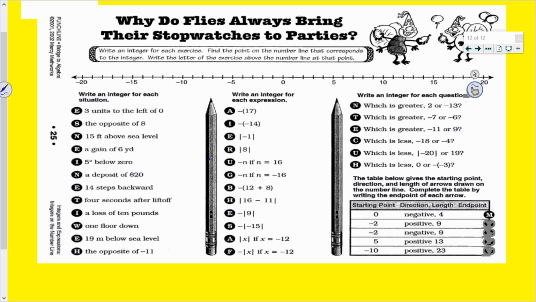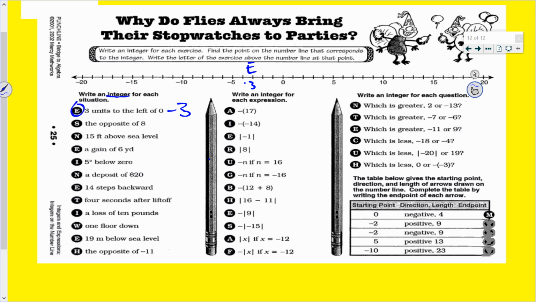We want to make sure you understand these instructions. Also, of everything on the quiz, this is probably the closest to what the quiz is about, guys. So this is actually a really important page for you. On our first one, we're writing an integer for each situation. So what integer would be 3 units to the left of 0? Negative 3. Good job. Now, for the worksheet, what that means is I go to negative 3, which is right here. Above that, I put the letter E. Make sense? Okay, so that one's pretty simple.